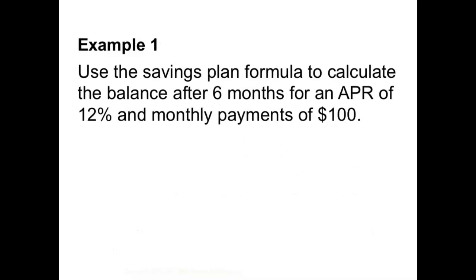So I'm going to show you one time how you can use that by hand, and then we're just going to jump to our calculator. So it says use the savings plan formula to calculate the balance after 6 months for an APR of 12% and monthly payments of $100.